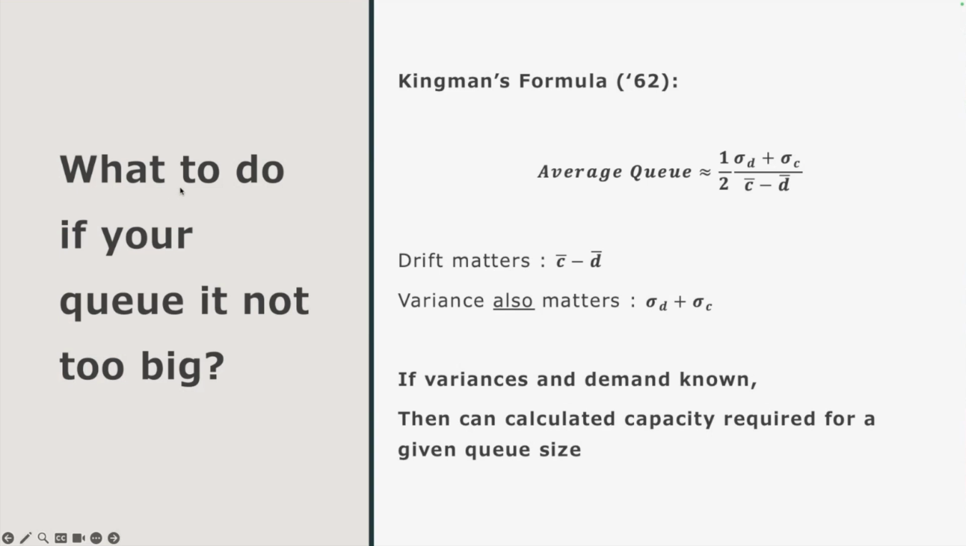So then what do you do if your queue is not too big? If it's at a reasonable level, then we can use this thing called Kingman's formula. This is a generally useful formula for working out the average queue size and the average waiting time. In general, a queue behaves like the variance in the demand plus the variance in the capacity, divided by the difference in the capacity and the demand. So basically, the bigger your capacity is compared to your demand, the smaller the queue size is going to be. But also, the more you can synchronize capacity and demand, the smaller your queue size is going to be.